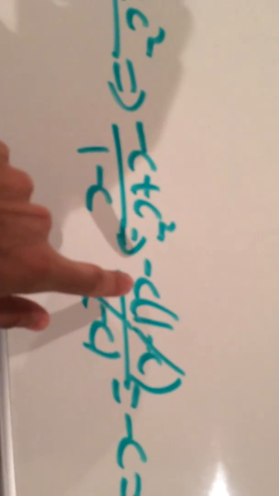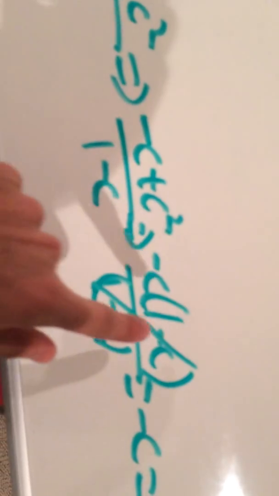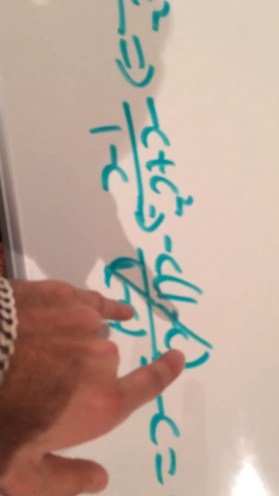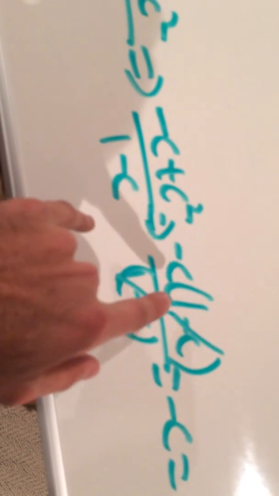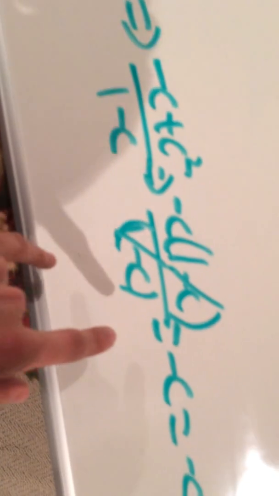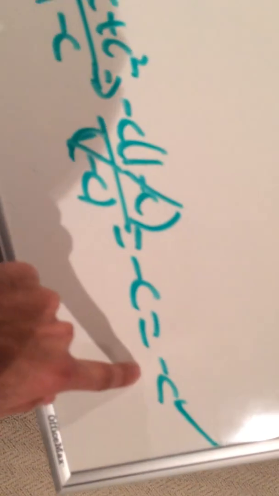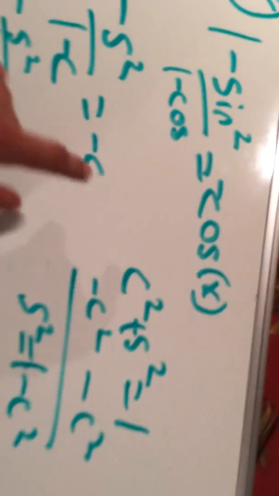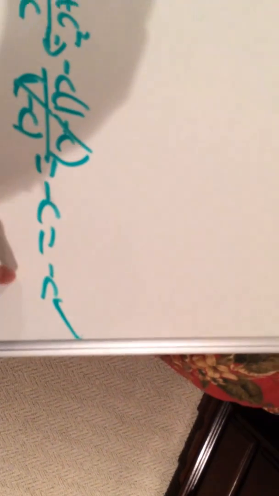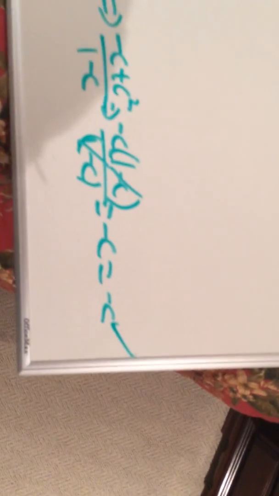Factor out a negative c, which leaves me with 1 minus c. The 1 minus c's cancel out from upstairs and downstairs. Remember, multiplication you are allowed to cancel, and I'm left with negative c equals negative c. Remember, we started with negative c on the right side. We have now ended with negative c on the left side. Negative c equals negative c. Put the check mark. You are done.